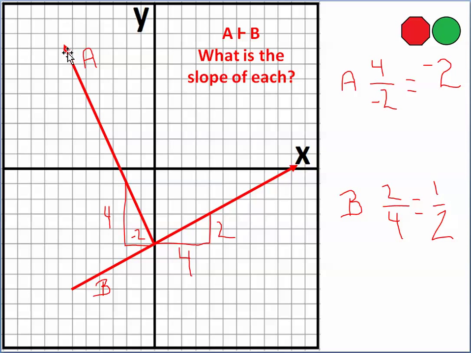Now I take a look at A, and if I start right here, I go in a -2 direction and a rise of positive 4. So rise over run, 4 over -2. 4 over -2 simplifies to -2. This is a -2. I hope you see the relationship here. These lines are perpendicular to each other. A was a -2 and B was a positive 1/2.